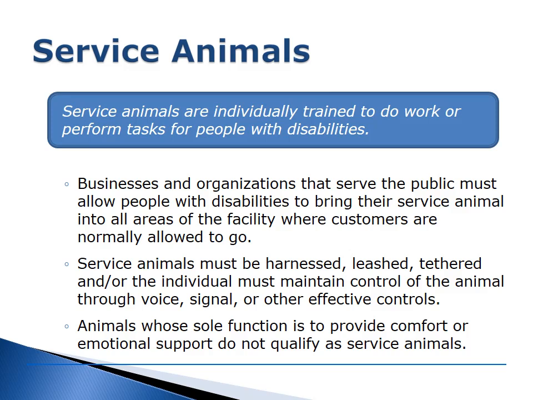Service animals. Service animals are individually trained to do work or perform tasks for people with disabilities. Businesses and organizations that serve the public must allow people with disabilities to bring their service animal into all areas of the facility where customers are normally allowed to go. Service animals must be harnessed, leashed, tethered, and/or the individual must maintain control of the animal through voice, signal, or other effective controls. Animals whose sole function is to provide comfort or emotional support do not qualify as service animals.